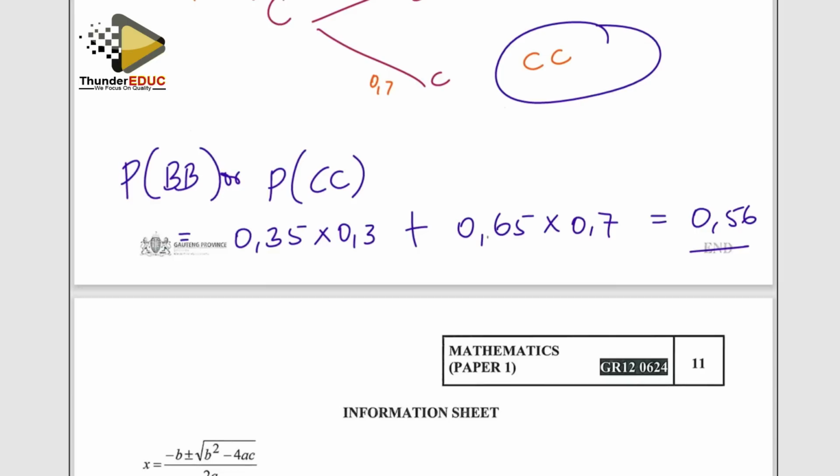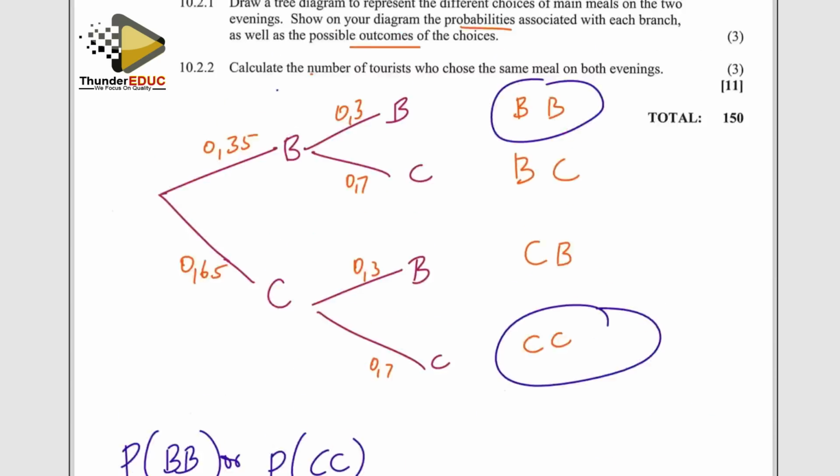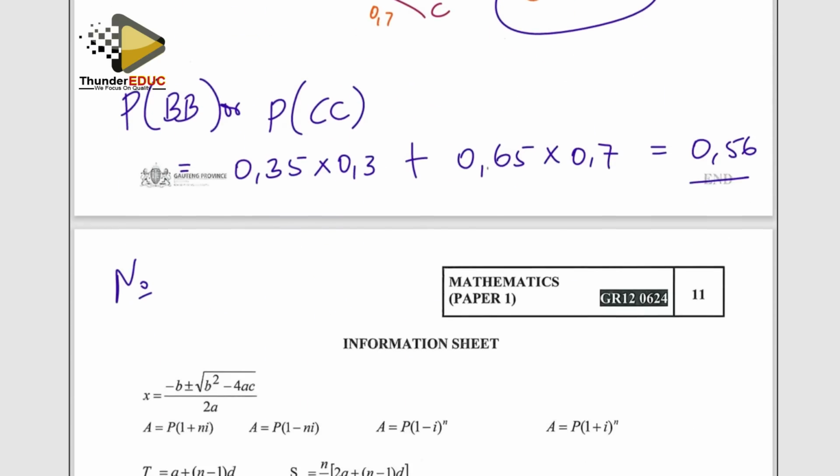Now for me to get the number of tourists, or the number of people that chose the same meal, is going to be the 0.56 multiplied by 200. Okay, that gives me 112 people. So guys, that is that, and that was the paper.